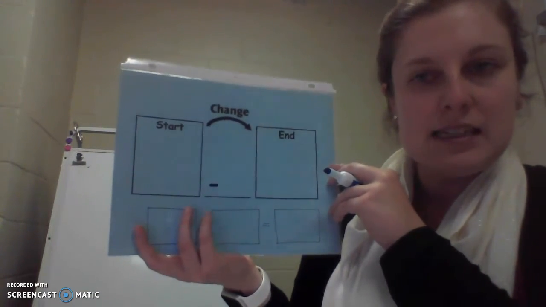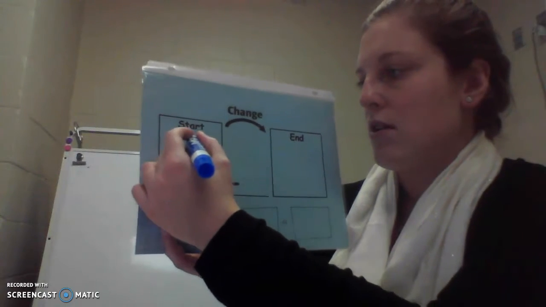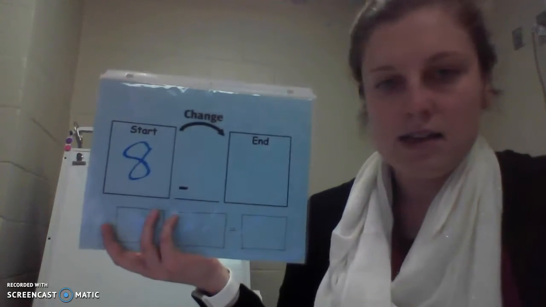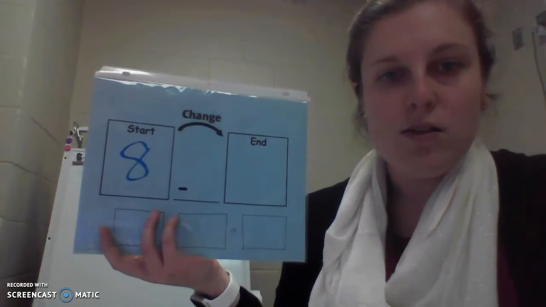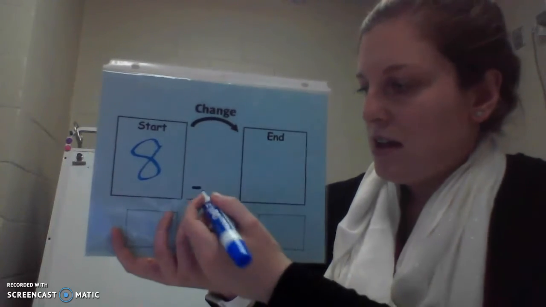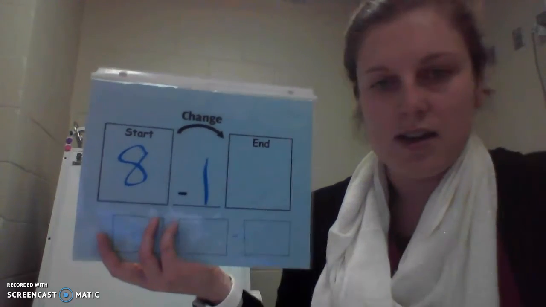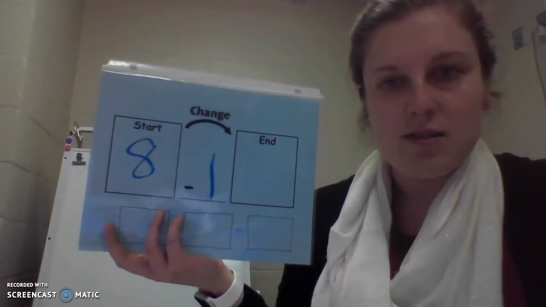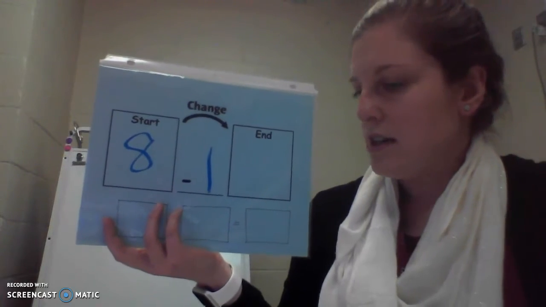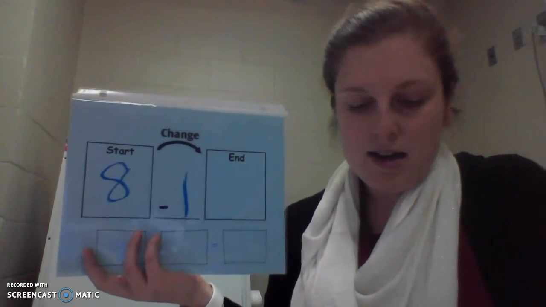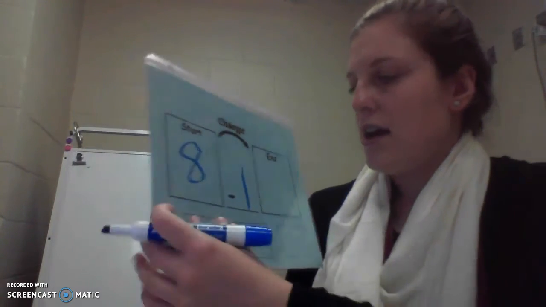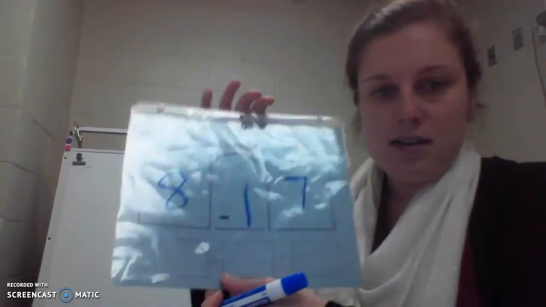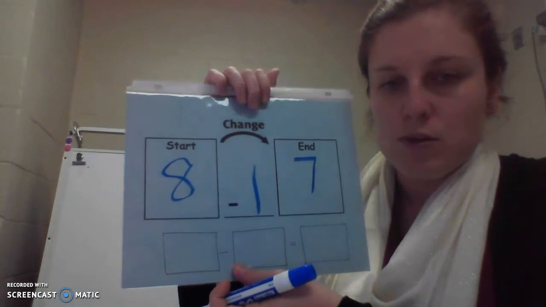I bake 8 cookies. So I am starting with 8. I eat 1 cookie, minus 1. How many cookies are left? If I start at 8 and hop back 1, I end at 7. 8 minus 1 equals 7. So I can copy that down below.